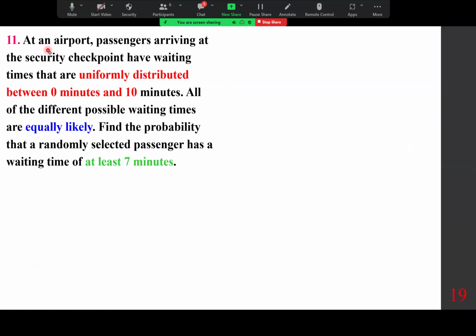At an airport, passengers arriving at the security checkpoint have waiting times that are uniformly distributed between 0 and 10 minutes. All of the different possible waiting times are equally likely. That's why it's called uniform. Find the probability that a randomly selected passenger has a waiting time of at least 7 minutes.